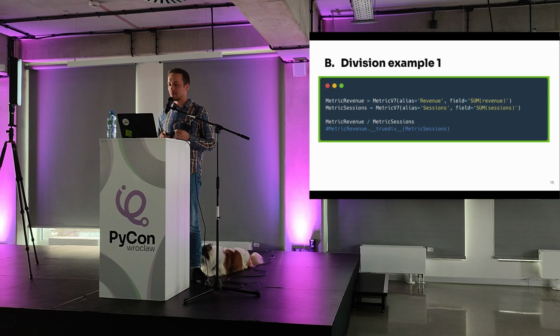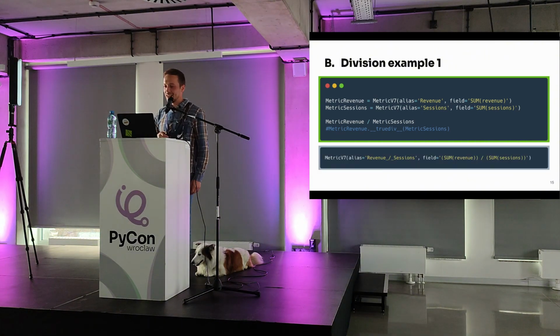Let's look into some examples now. We create a revenue metric as well as a sessions metric, and we wish to have a revenue per sessions metric. Thus, we do the division. What will be the response? You know, exactly this. We will get the derived revenue per sessions metric with aliases as well as fields separated by a division operator.